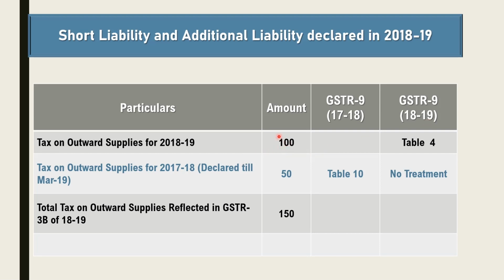Now this 50 rupees, that additional liability of 17-18 which was reported in 3B of 18-19, has already been declared in table 10 of GSTR 9 of 17-18. It has already been reported in the annual return of 17-18, as transactions of 17-18 declared in 3B of 18-19. So in my view and the rationale as we have developed, there would be no treatment of this 50 rupees in GSTR 9 of 18-19. Our table 4 of 18-19 would only be reflecting figures of 100 rupees.